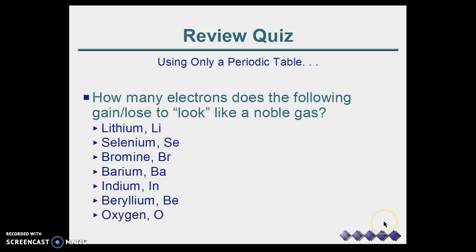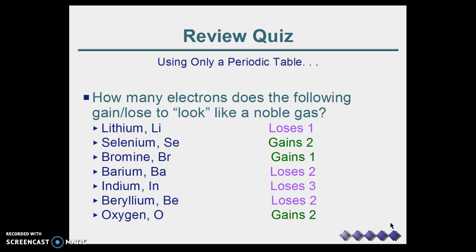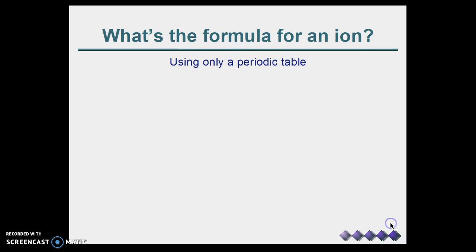So, turn the projector off, turn off your computer for a moment, or just pause, and find how many electrons each of these gains or loses to look like a noble gas. Here are your answers. Lithium loses 1, selenium gains 2, and so forth.